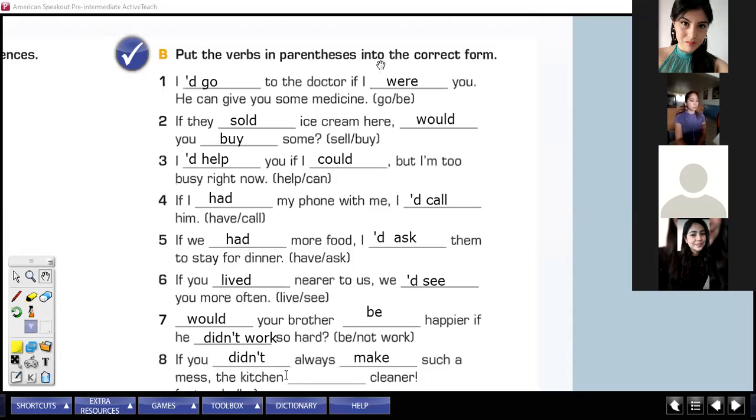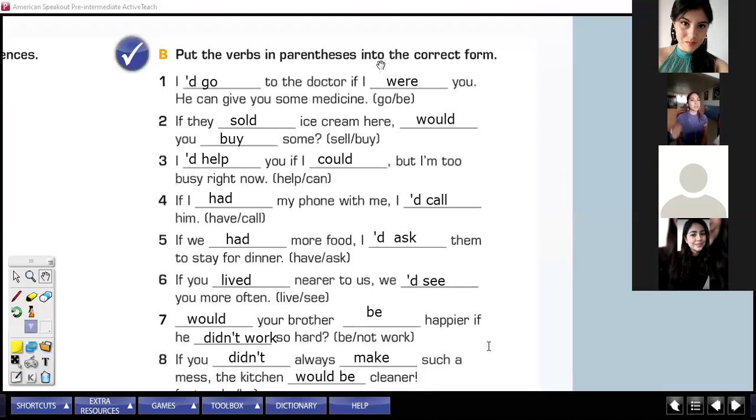Such a mess, the kitchen. We'd be cleaner. Would and the verb. Will be cleaner. Yes, estaría. Would be cleaner. Okay, good.